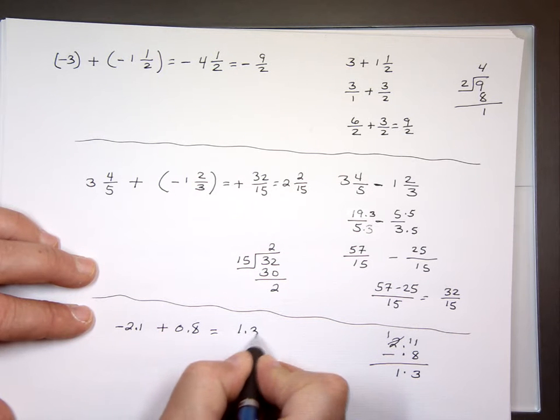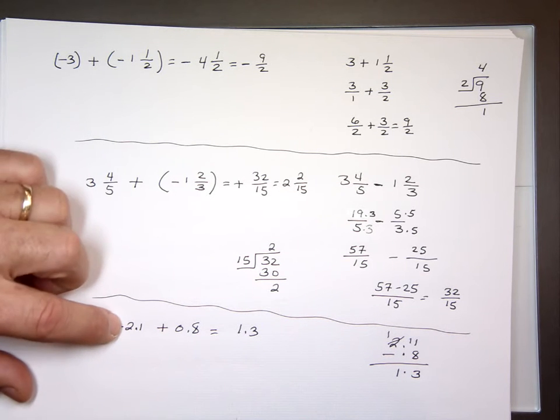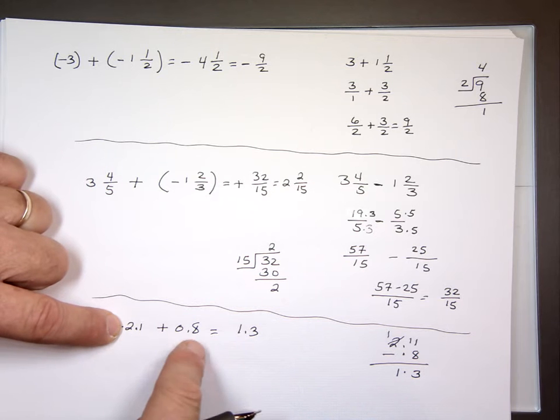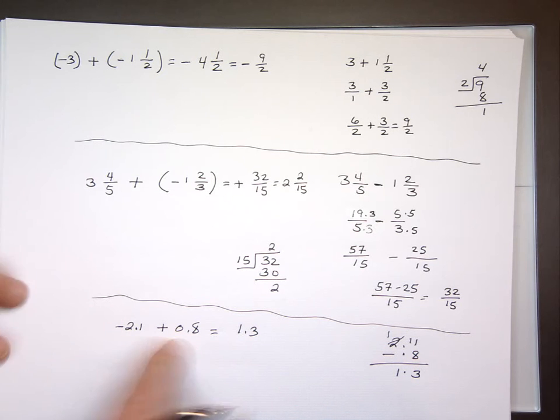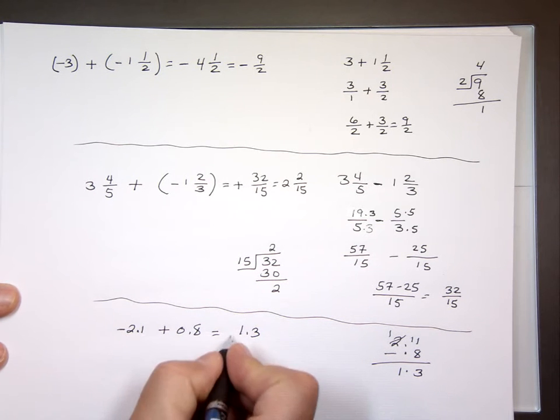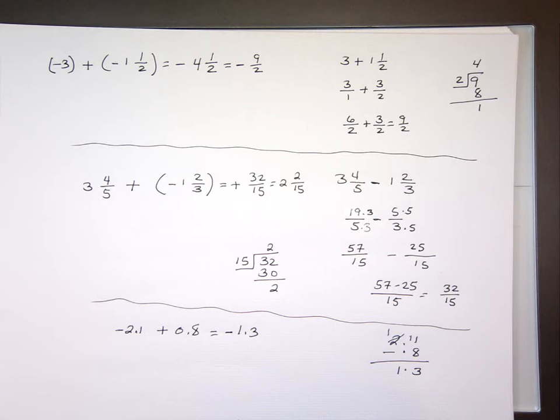And again, look at the absolute value. Don't look at the sign. Which one is bigger, 2.1 or 0.8? 2.1 is bigger than 0.8, right? What's the sign of 2.1? Negative. So that's a minus 1.3.